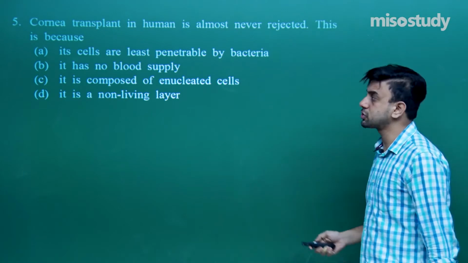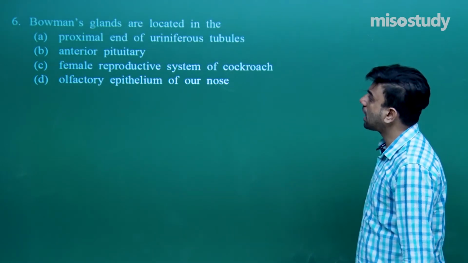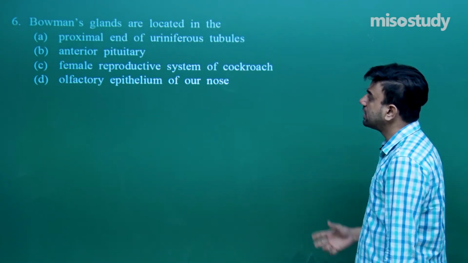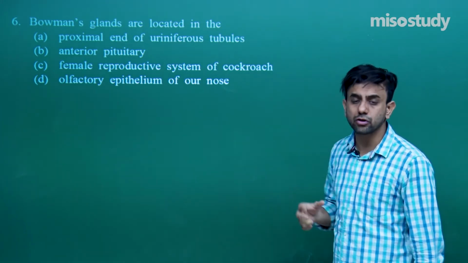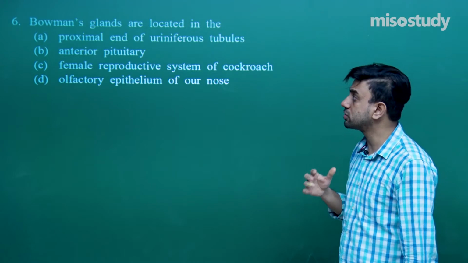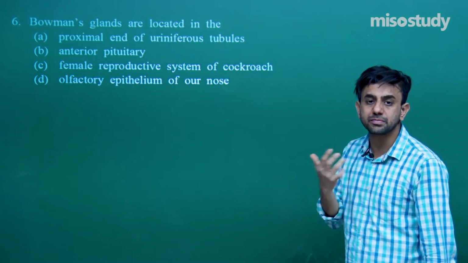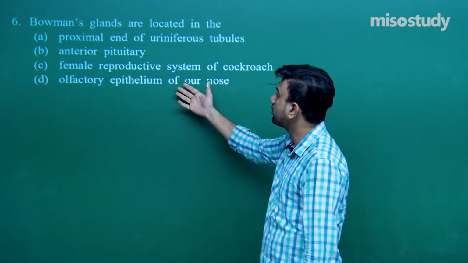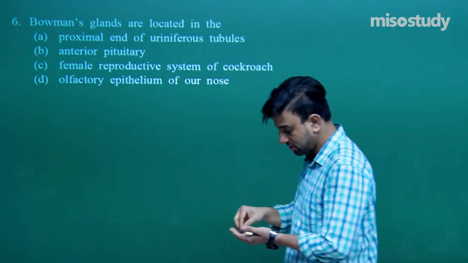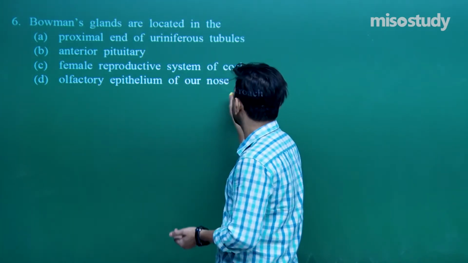Let us go to the next question. Bowman's glands are located where? Now these Bowman's glands are actually the olfactory glands which are present in the olfactory epithelium, and their function is to secrete mucus to keep the respiratory epithelium moist. So the Bowman's glands are located in the olfactory epithelium of our nose. This will be the correct answer.